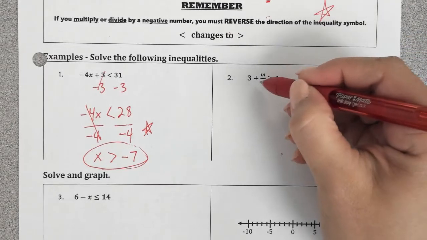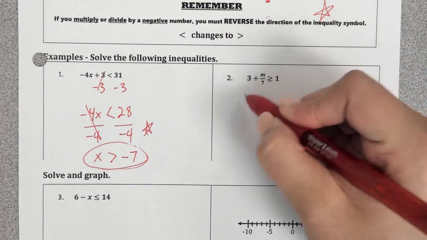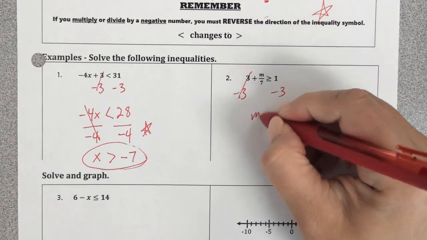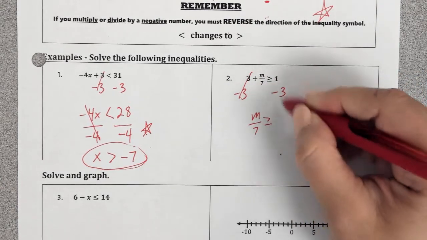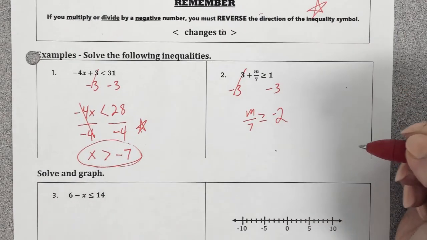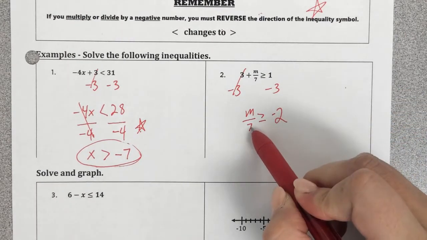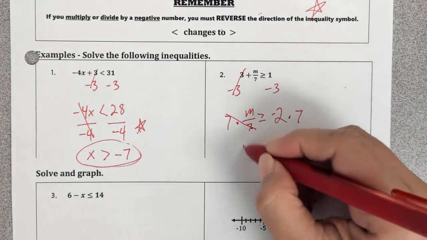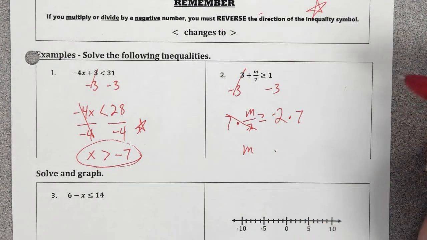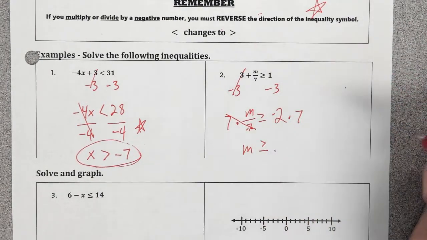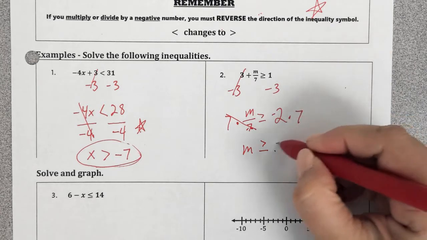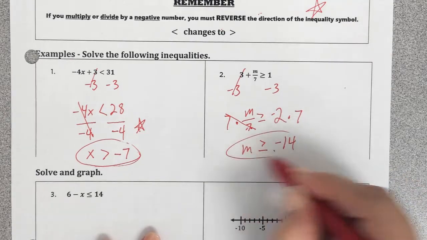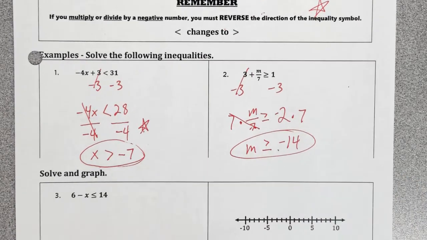Moving on to number 2. I'm trying to get m by itself, so I'm going to subtract 3. Those will cancel there. I'll bring down m over 7, greater than or equal to, and in this case, negative 2. I want to get rid of dividing by 7, so I'll multiply. Those will cancel. I'm multiplying by a positive, so no need to flip the inequality. It'll just stay greater than or equal to, and I'll have negative 14.